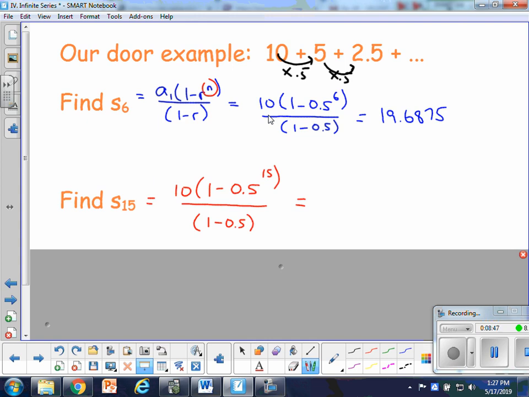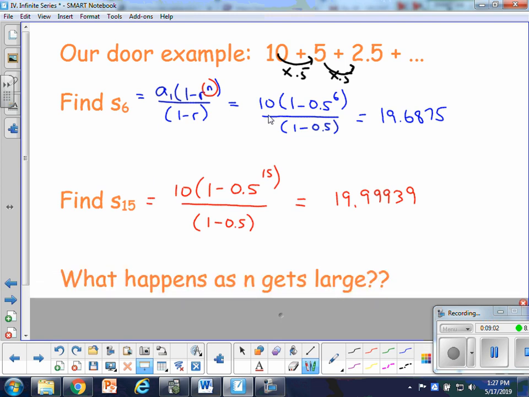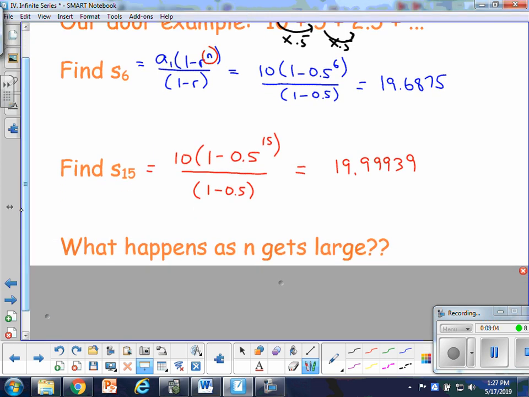Okay, that one I'm getting around 19.99939. Okay. So if we were to add up 15 terms, you see this thing's getting very, very close to the 20 that we said it should be in theory. Okay, so as n's getting larger and larger, this thing is approaching 20.